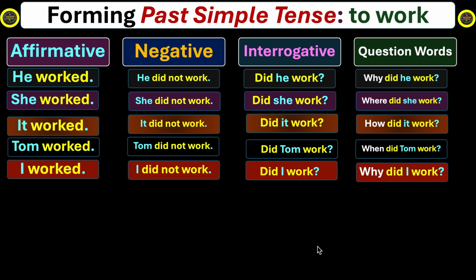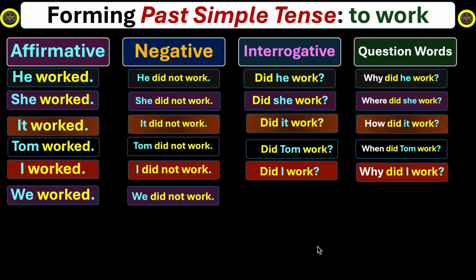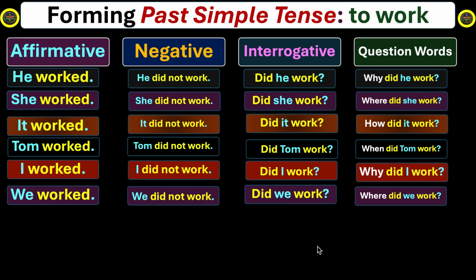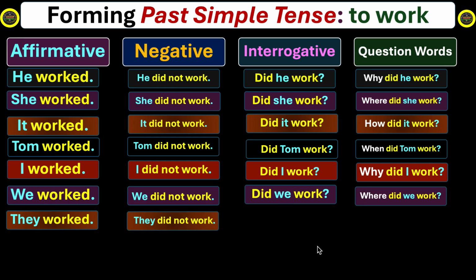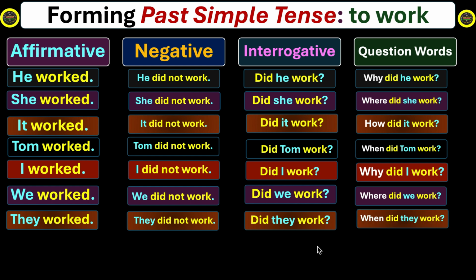"Why did I work?" We continue our discussion. "We worked." "We did not work." "Did we work?" "Where did we work?" "They worked." "They did not work." "Did they work?" "When did they work?"